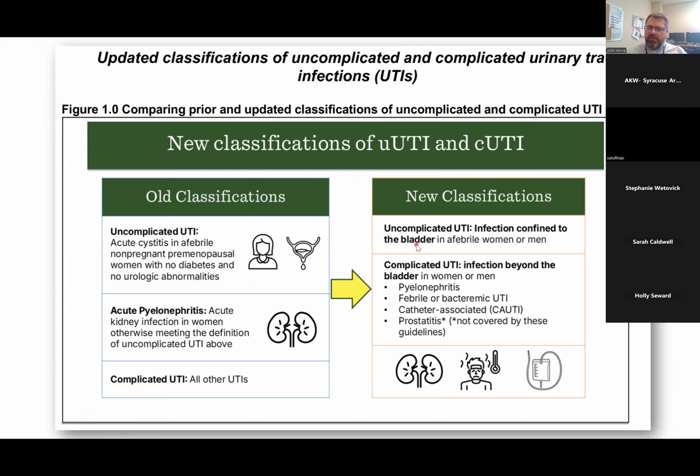Now they've changed and updated this, and the change is that an uncomplicated UTI is an infection confined to the bladder in afebrile men or women. It used to be that you would never say a man has an uncomplicated UTI. A man with a urinary tract infection used to always be a complicated urinary tract infection. They would say that because it was harder for a man to get a urinary tract infection than a woman, due to a shorter urethra, due to the anatomy.